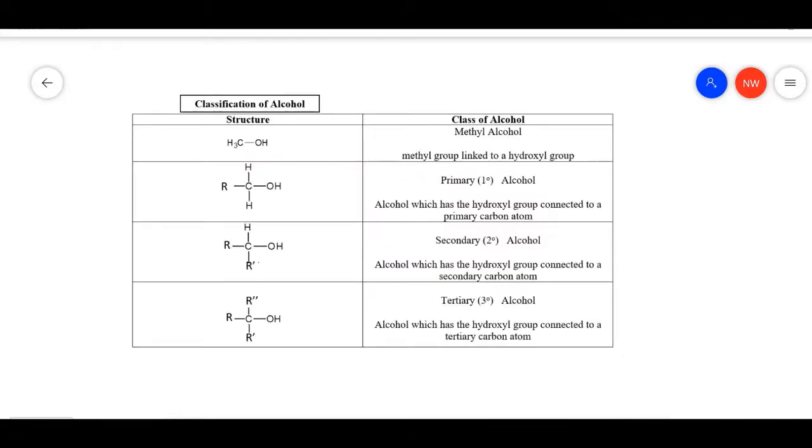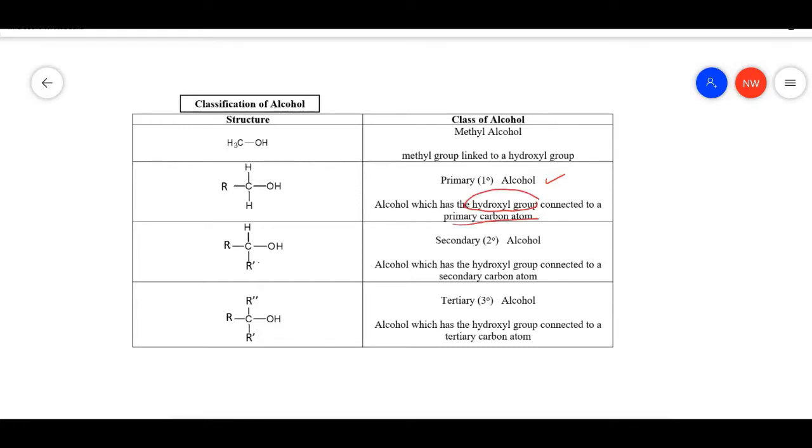Okay, so let's see the classification of alcohol. So, macam mana kita ada primary carbon, secondary carbon, tertiary carbon. Alcohol juga ada primary alcohol, secondary alcohol dan juga tertiary alcohol. Macam mana kita nak identify primary alcohol, secondary dan juga tertiary alcohol. So, let's see the first one, primary alcohol. Alcohol which has the OH group attached to a primary carbon.